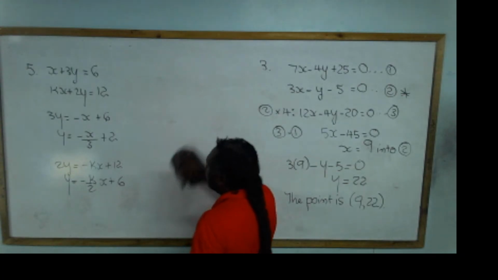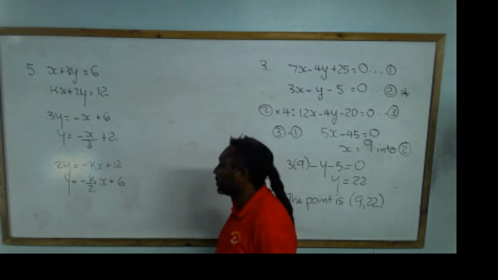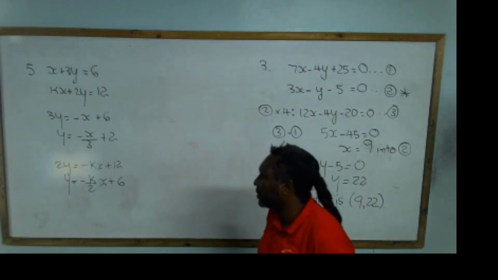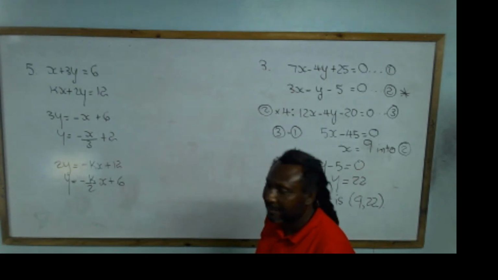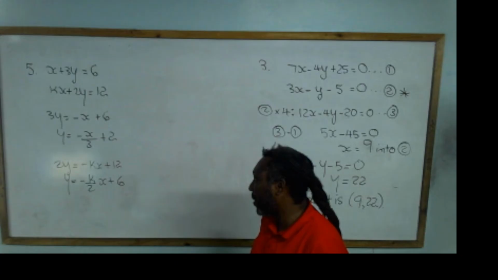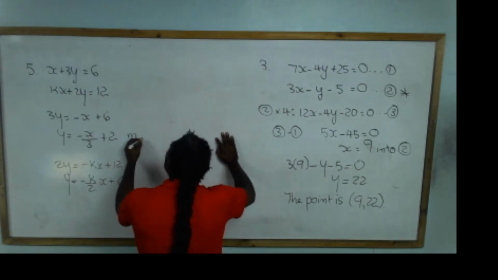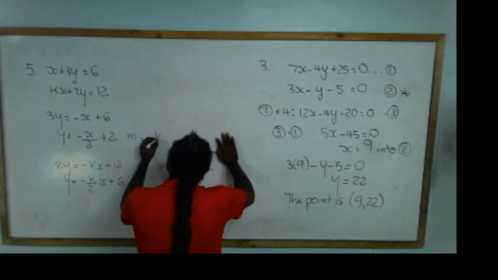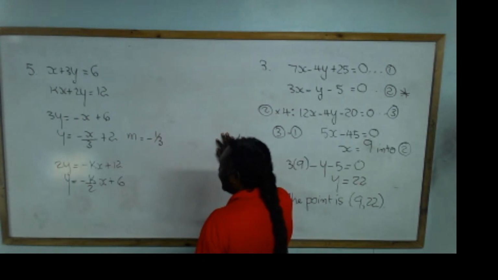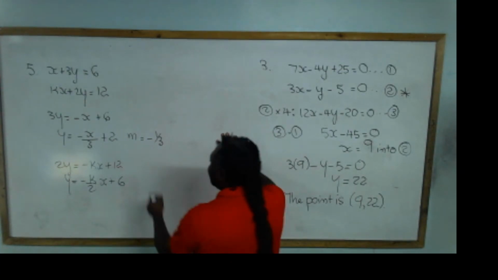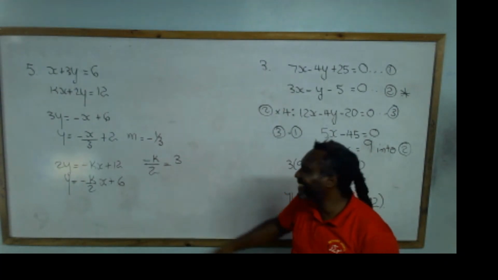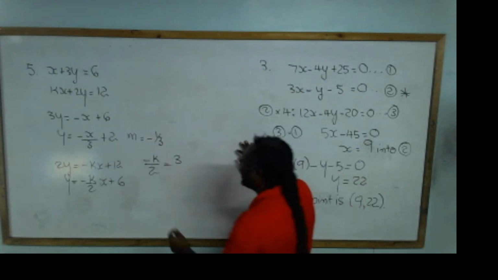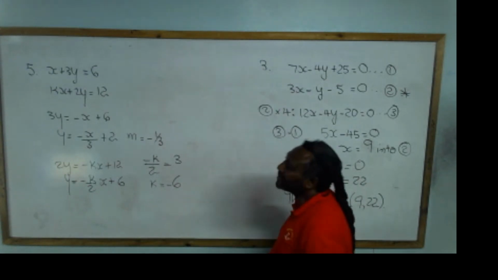So what do we say now? The gradient for the first equation is negative 1/3. So that means you can cancel. That means negative k over 2 is equal to 3 then. They're perpendicular, right? So k is equal to negative 6, that's right? Yes, sir. Watch this one now.